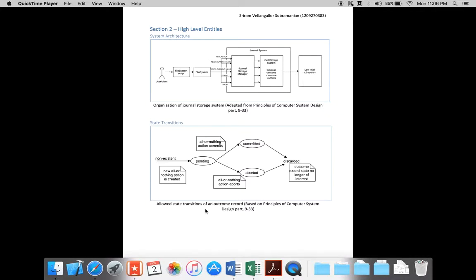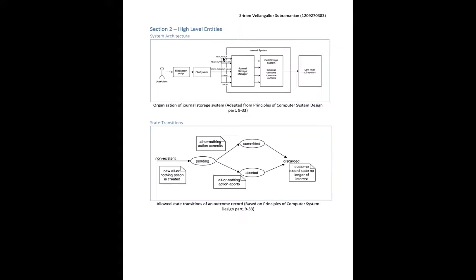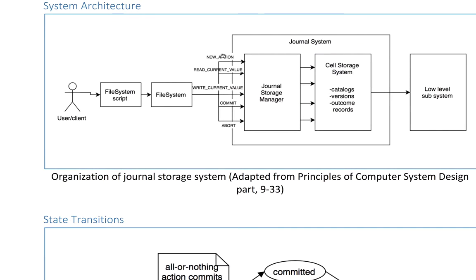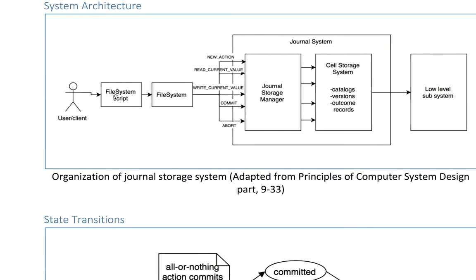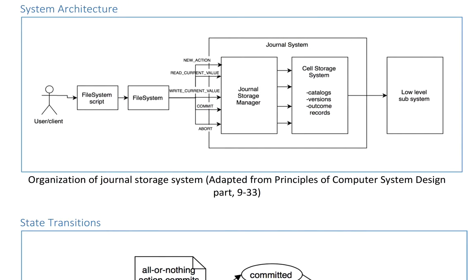So next we move on to section 2. Here I would first discuss the system architecture. In this system, as discussed in the project description specifications, there would be a set of programs known as the file system script, and these are the various programs that will access the file system.